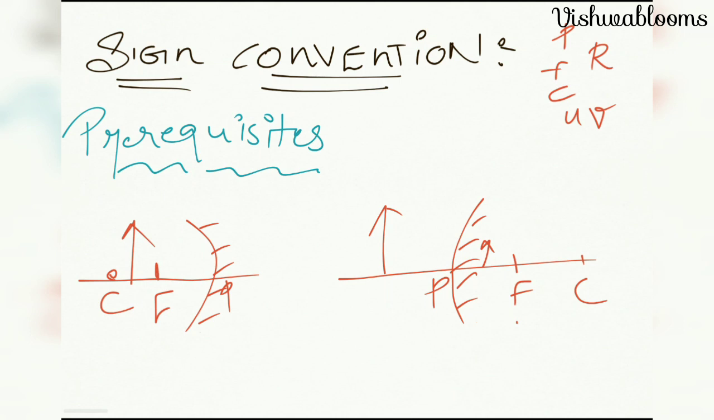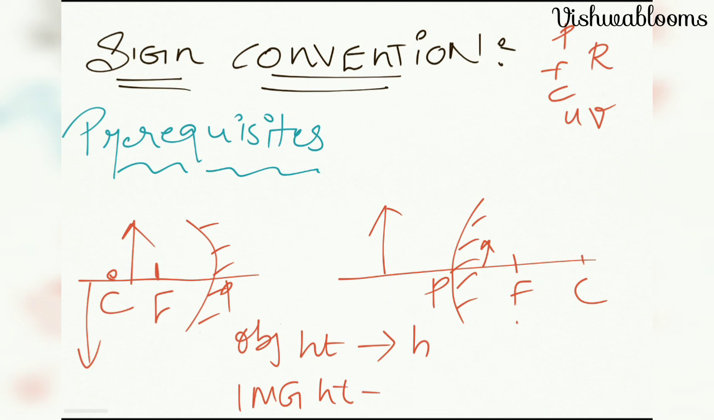Now I also told you about object height and image height. See, the image is formed here for this and here for this. The height of this object is called object height. The height of the image is called image height. Very simple, right? Object height is represented by small letter h, and image height is represented by h dash.